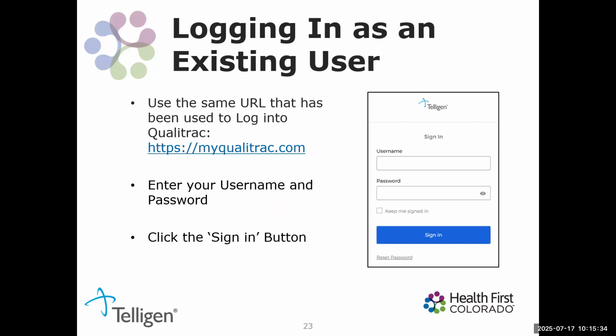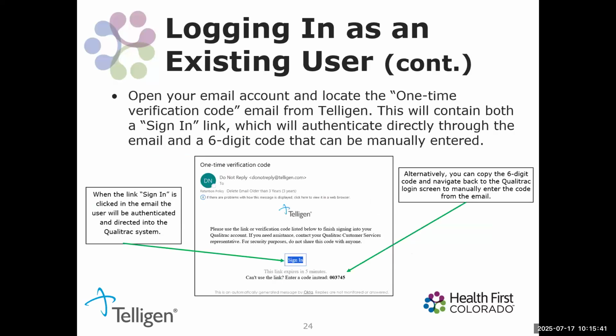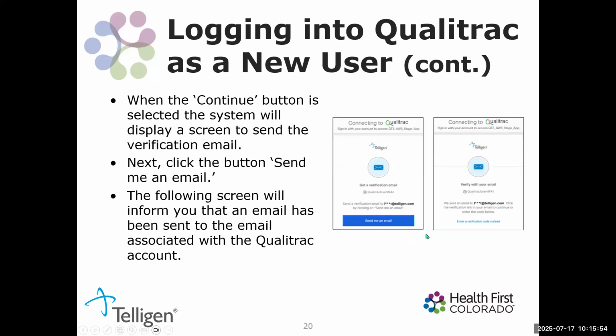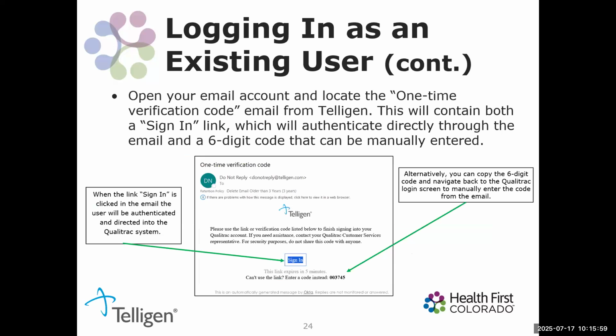For existing users, it's going to be the same process. You'll do your normal sign in, username, password, click your sign in button, and you will get, and I noticed this a minute ago, so let me just jump back here. You're going to get this to say send me an email. You're going to click on it, and it's going to give you that same exact email that says, how do you want to get in here? And you can just click the sign in button, or you can also use the code.